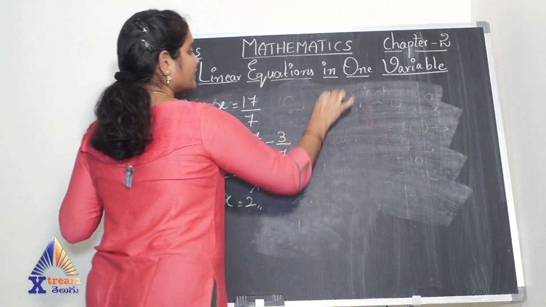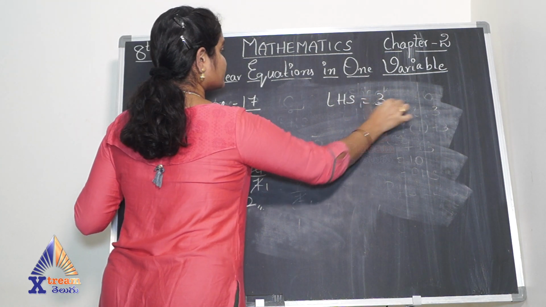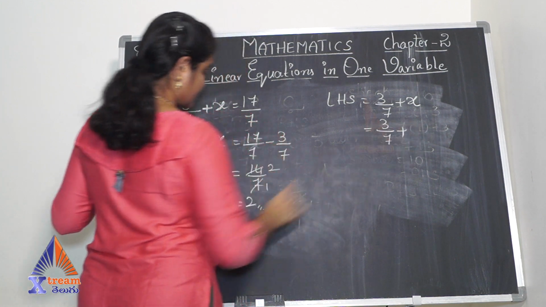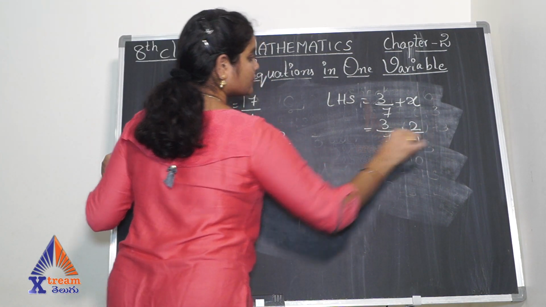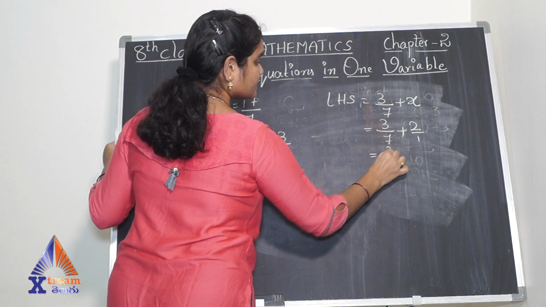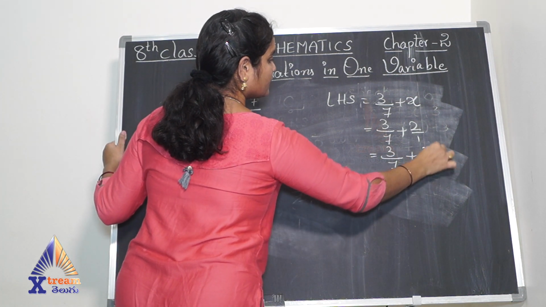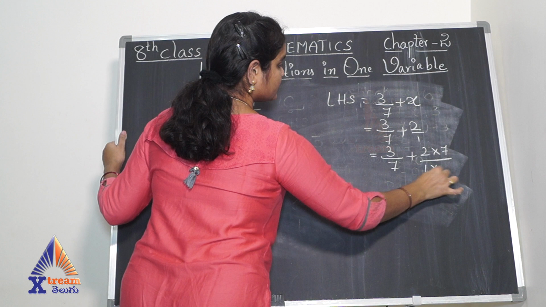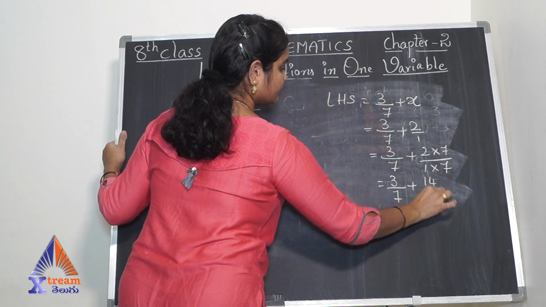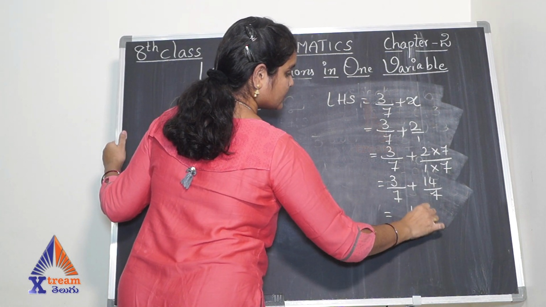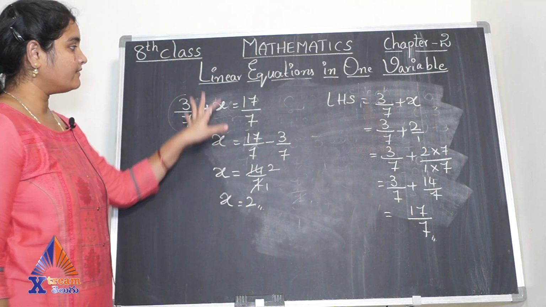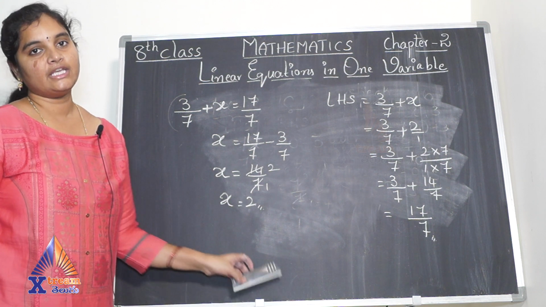Now let's check. We take the LHS, 3 by 7 plus x. 3 by 7 plus 2, which is nothing but 2 by 1. Now the LCM will be 7 here. This becomes 3 by 7 plus 2 into 7 by 1 into 7, which is 3 by 7 plus 14 by 7, which gives us 14 plus 3, 17 by 7. This is how we are going to proceed when fractions are involved in this kind of equation.